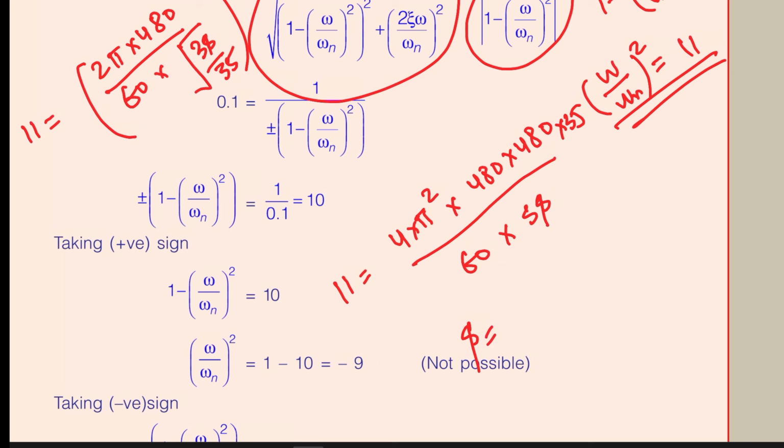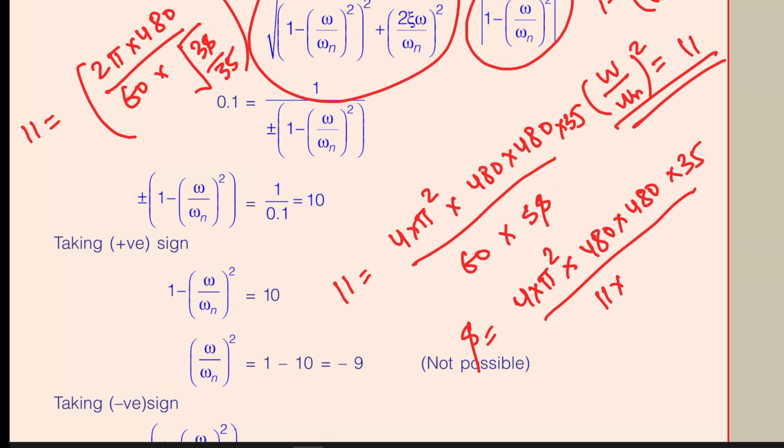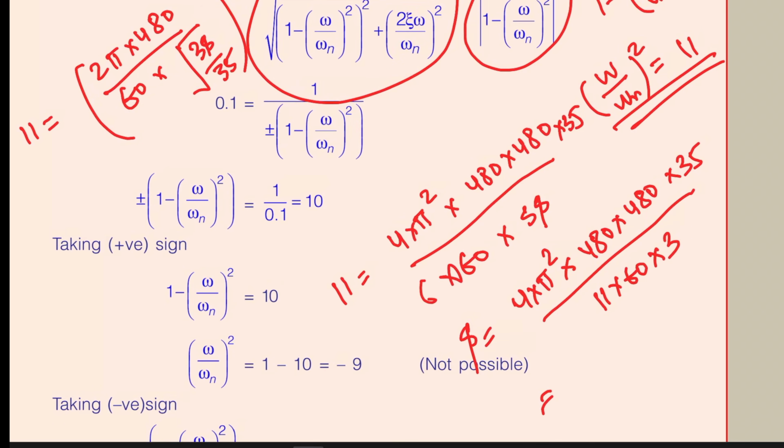So s value is equal to how much will I get as s? 4 times pi square multiplied by 480 multiplied by 480 multiplied by 35 divided by 11 into 60 into 3. That is the thing that we need to solve over here. Unnecessarily I am not going to do any calculations here. We will simply do only the things which are necessary for us. There will be a square of 60 also, so there will be one more 60 over here. Okay, so 60 will cut it as 40, and this 60 will cut it as well.